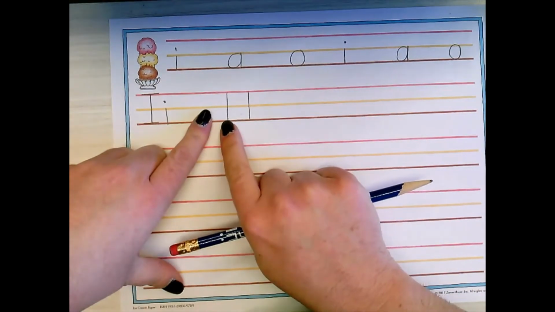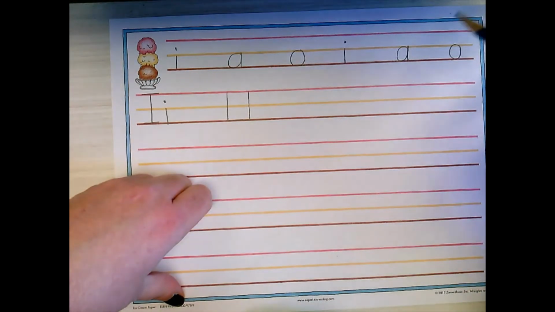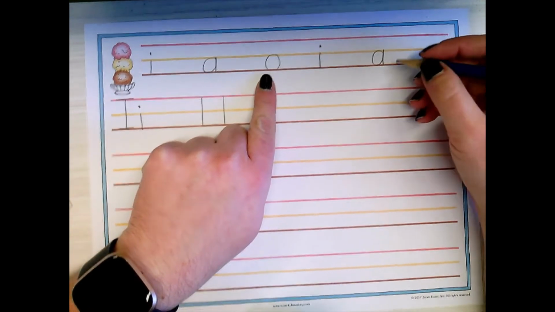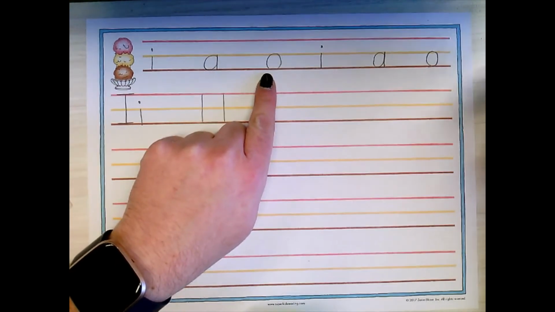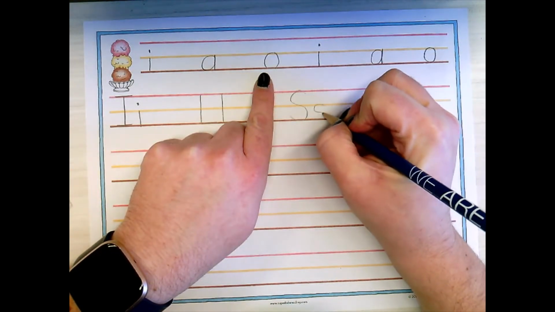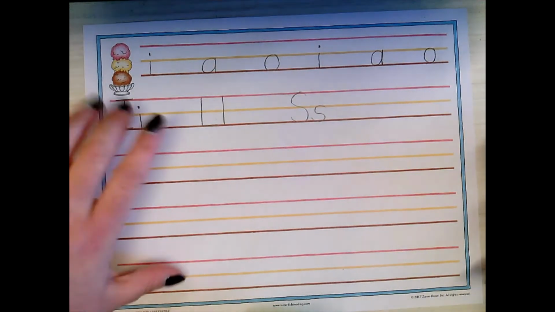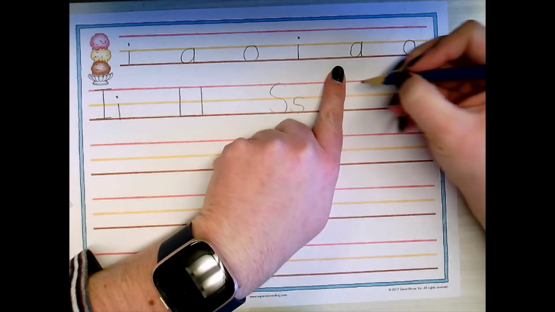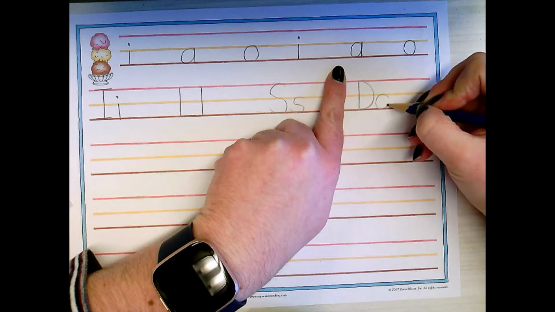And you can't see it very well, but I do have that little stick right here on my uppercase letter L. Next, we're going to make the letter that says S. Make an uppercase and lowercase letter that says S. That's our letter S. After that, we're going to make an uppercase and a lowercase letter that says D. Which letter says D? That's the letter D. Start with a C to make a D.